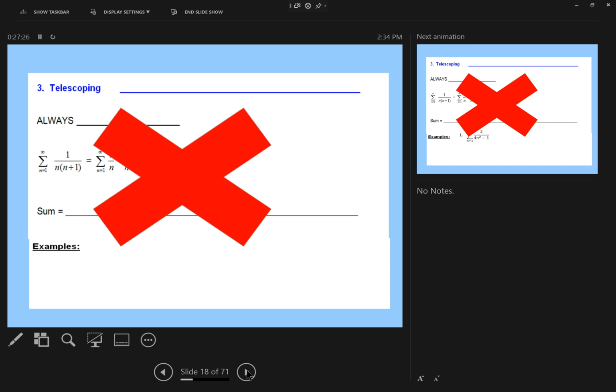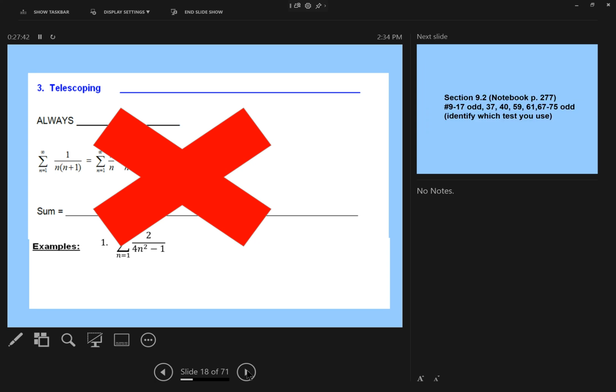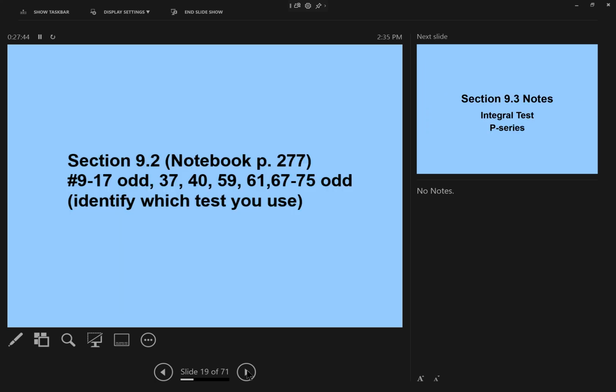So telescoping, that's one of the tests that I said we're not doing. It's a shame. It's kind of fun, but if you feel like you've missed something after the AP exam, we can come back together and do that if you want to. All right. We're not done today. That's 2 tests. We have 2 more.